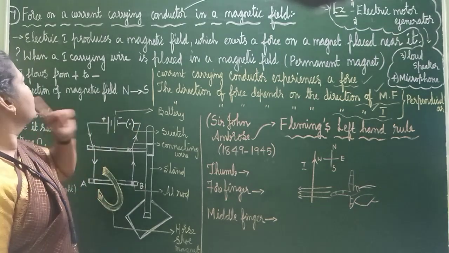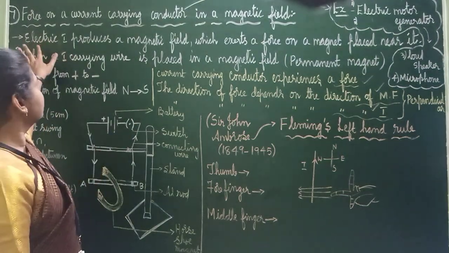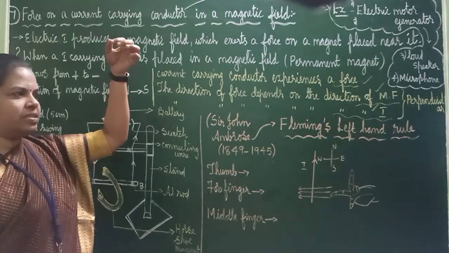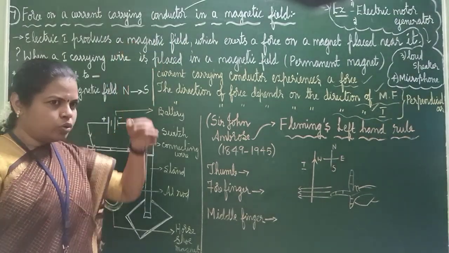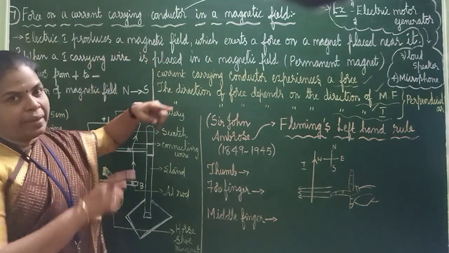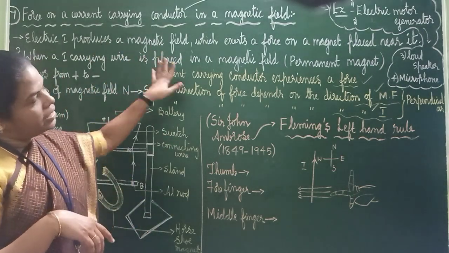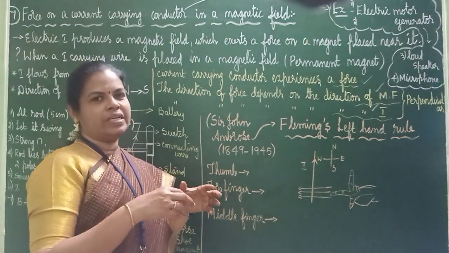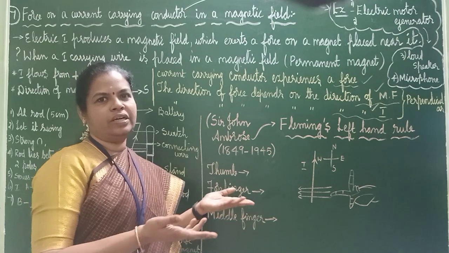A very important thing we have studied already is that electric current produces a magnetic field. When electric current is allowed to pass through a conductor, what happens? It produces a magnetic field and exerts a force if you are keeping a magnet near. That is what we have studied in the straight conductor, solenoid and all those things, correct?